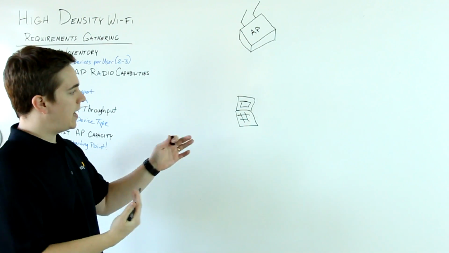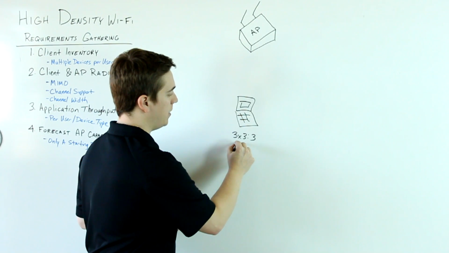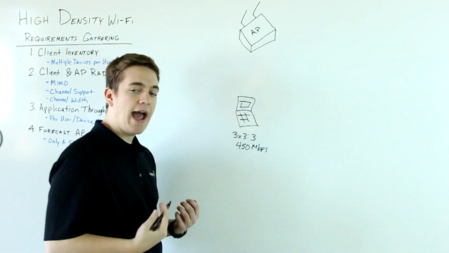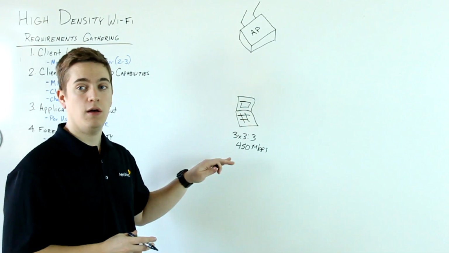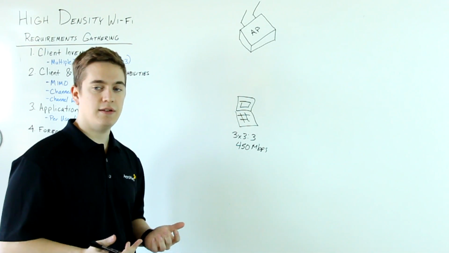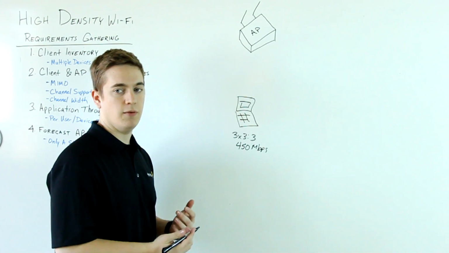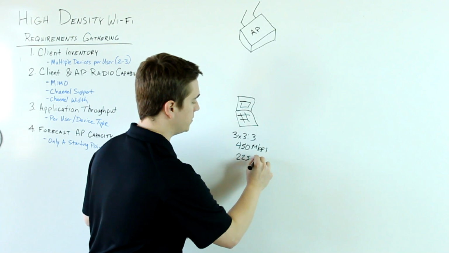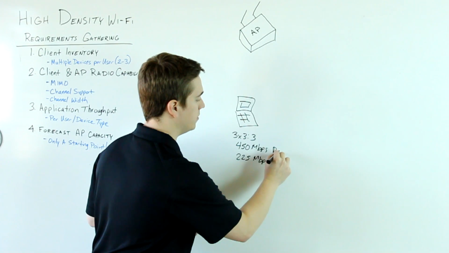Now, if we take this laptop's capabilities into account, let's say it's a 3x3 MIMO, and is capable of 450 megabits per second. Its actual TCP/IP throughput will be anywhere between 40 to 60% of the raw data rate. And this is because of overhead on the Wi-Fi network. For this example, we'll make it very simple. We'll just use 50% of the actual raw data rate is actual TCP/IP throughput. So in this case, we'll say 225 megabits per second is the actual TCP/IP throughput, whereas this one's the raw.